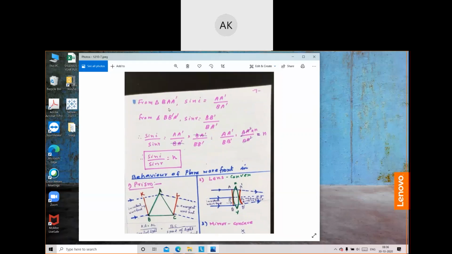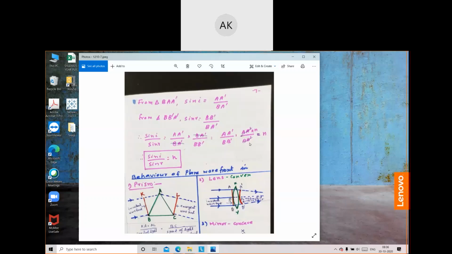Sin i is found, sin r is found, then you just divide it, and BA' and B'A cancel, and we get A'A by B'B, and B'B we know is A'A by n. We have drawn the arc with B' as radius, and what length have we taken? B'B equal to A'A by n. So that is substituted here.